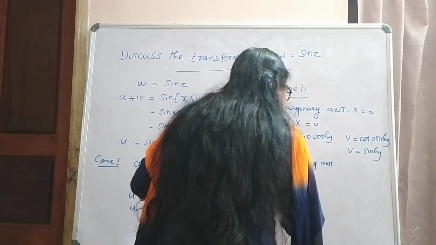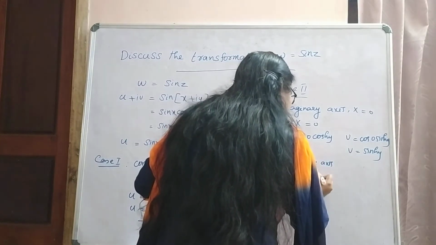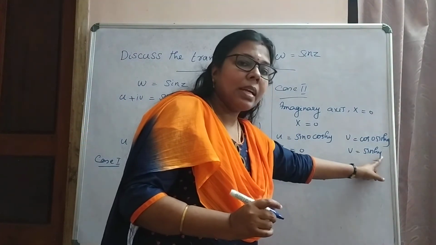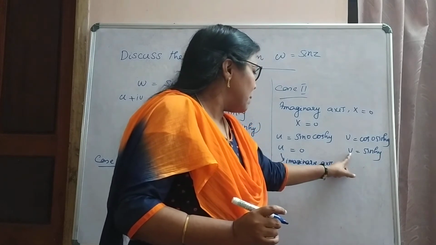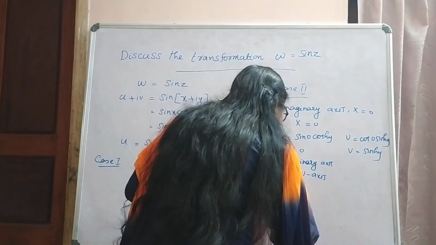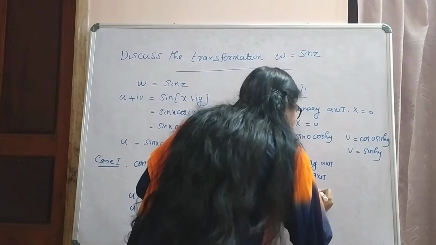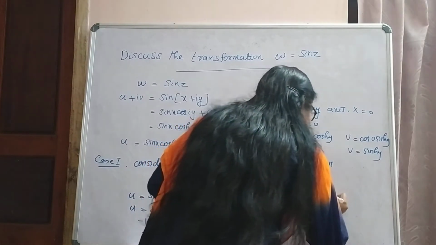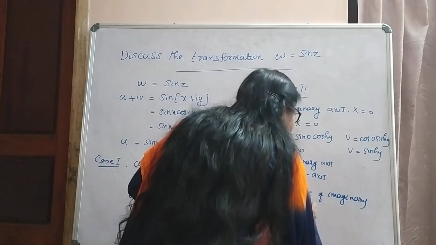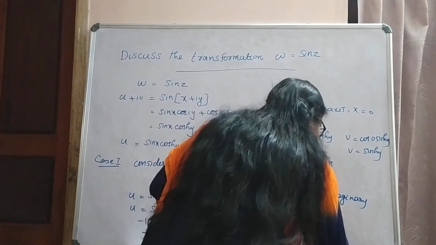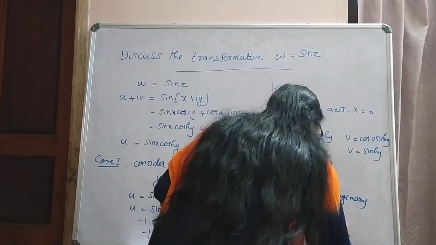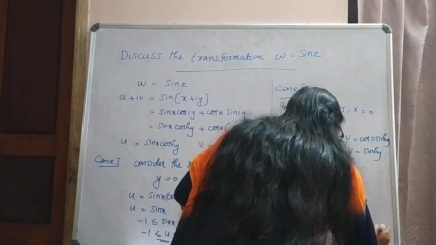Imaginary axis, that is the v axis. V equal to sinh y means sinh y can take all the real values. Therefore, the complete imaginary axis is the image of the imaginary axis x equal to 0, that is u equal to 0.